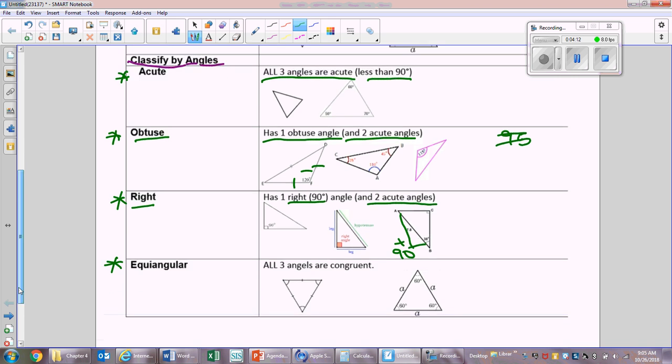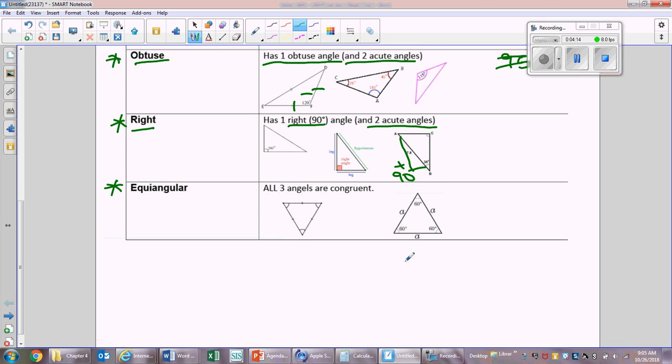When it's equiangular, that means all 3 angles are congruent, which if you take 180 degrees divided by 3, each of them is going to be 60, 60, 60 degrees. So the angles are always 60 degree angles. The sides can be 5, 5, 5, or 10, 10, 10, or 20, 20, 20. It doesn't matter, but the angles always stay the same. All right, so make sure you remember this.